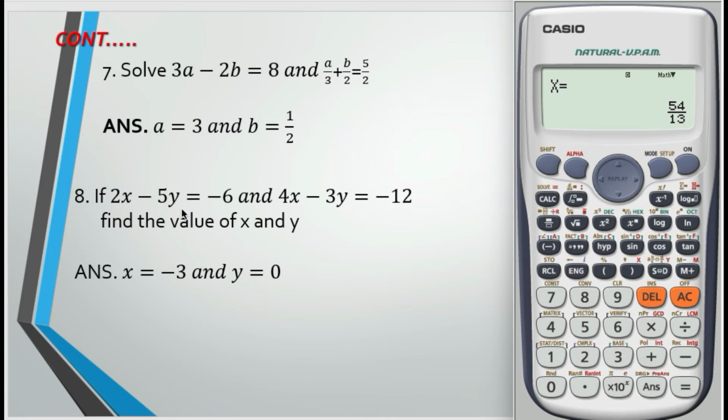Example. So let's key inside this. So I have 2, let the calculator. So we type in 2, minus 5 and minus 6. The next one is 4, minus 3 and minus 12. Hit the equal sign. So our answer is 3. That's for x, and y is 0, as we have seen over here.